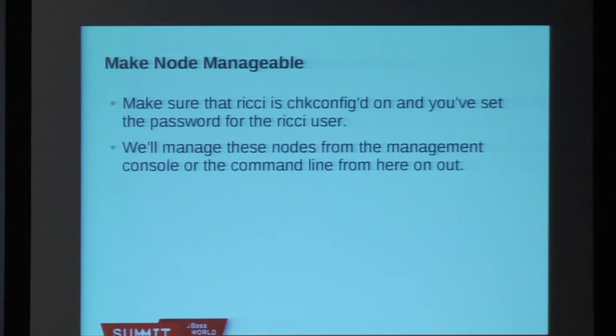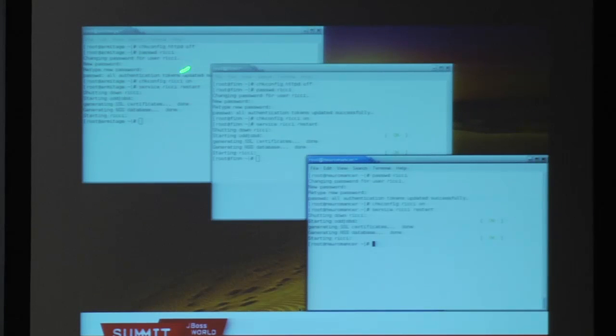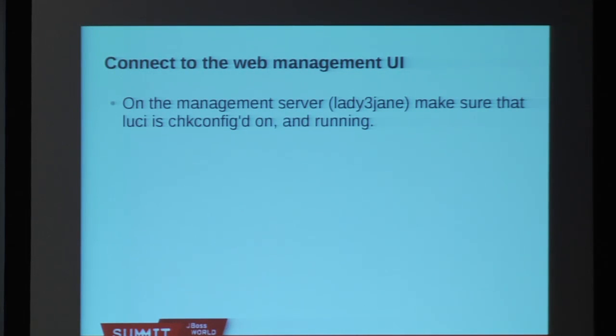So what we're going to do is set the password for the Riki user, chkconfig the Riki service on, and then start that service. The way that looks is fairly straightforward: passwd riki, chkconfig riki on, service riki start, and I did that across all three of my cluster nodes. I'm SSH'd into all three of the cluster nodes. So Riki is now listening. Make sure that your firewall ports are opened up and all that kind of good stuff. The firewall information is in the documentation.